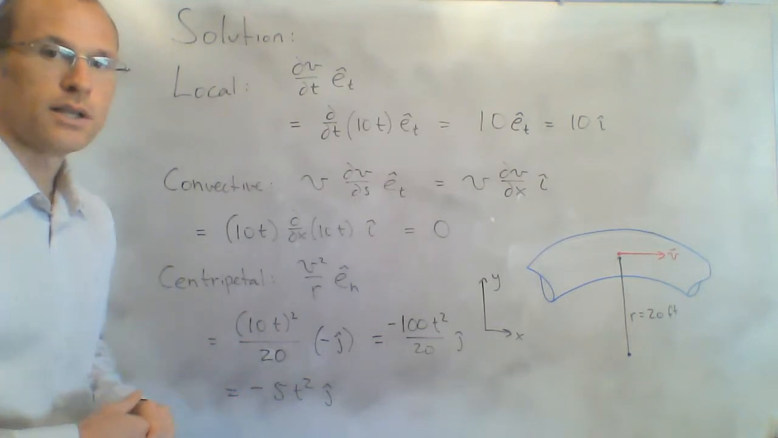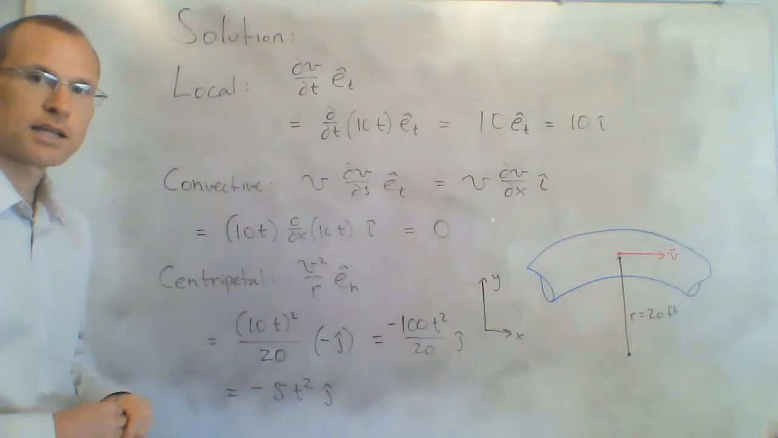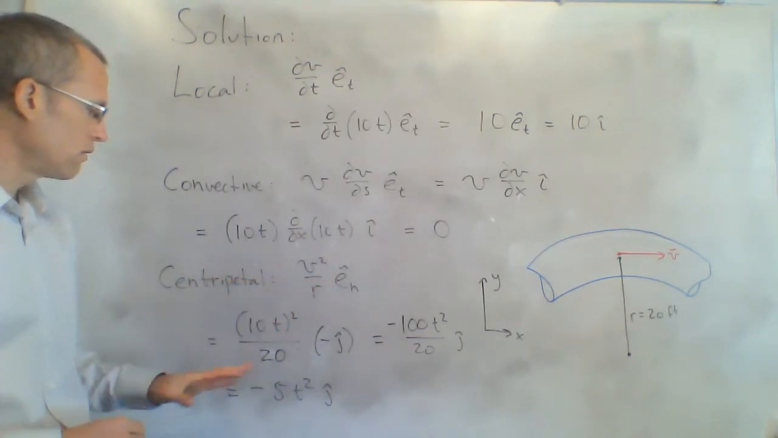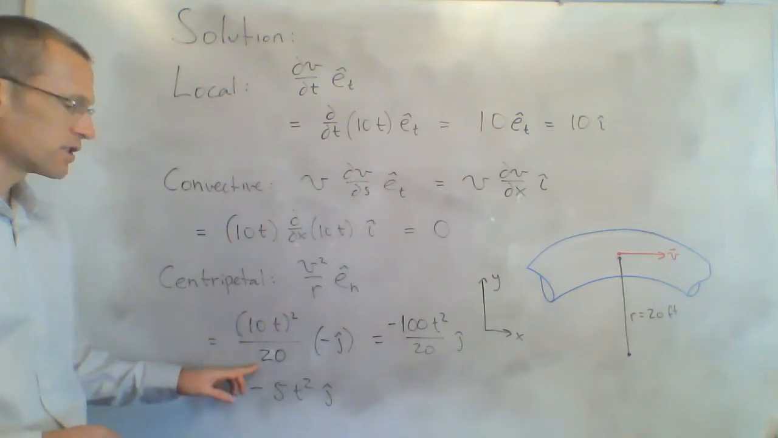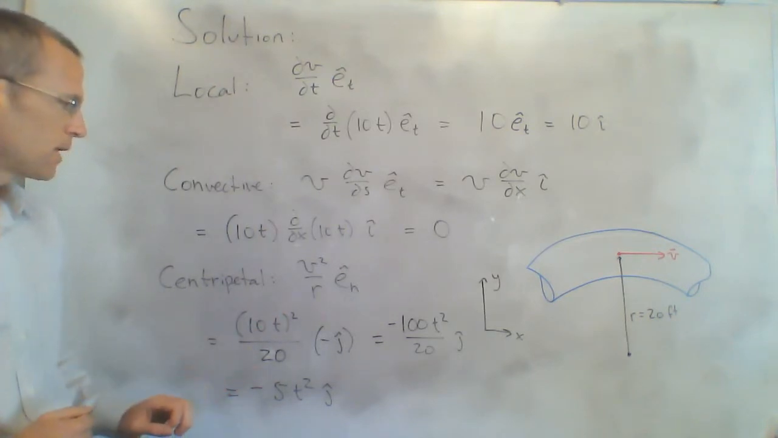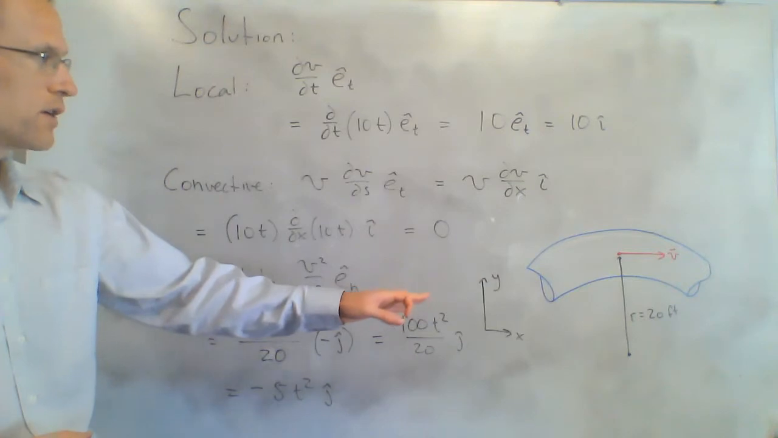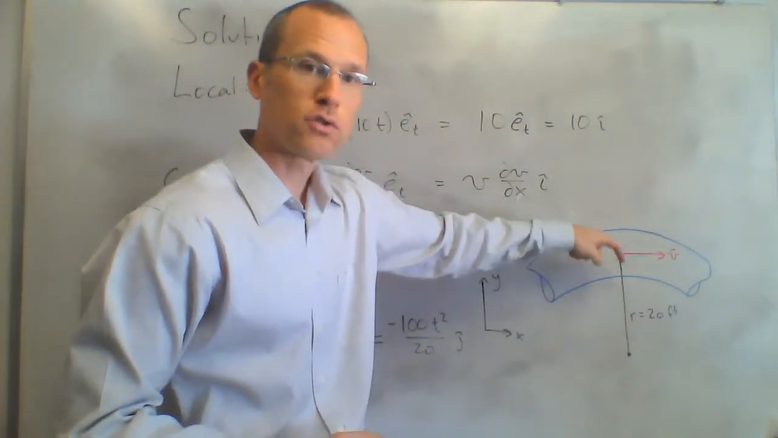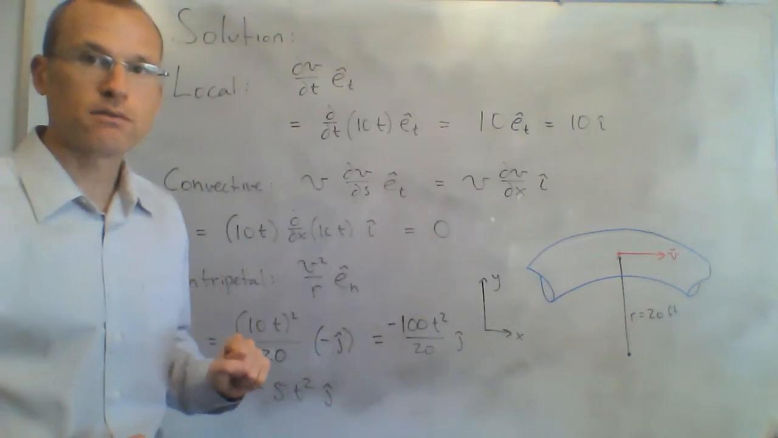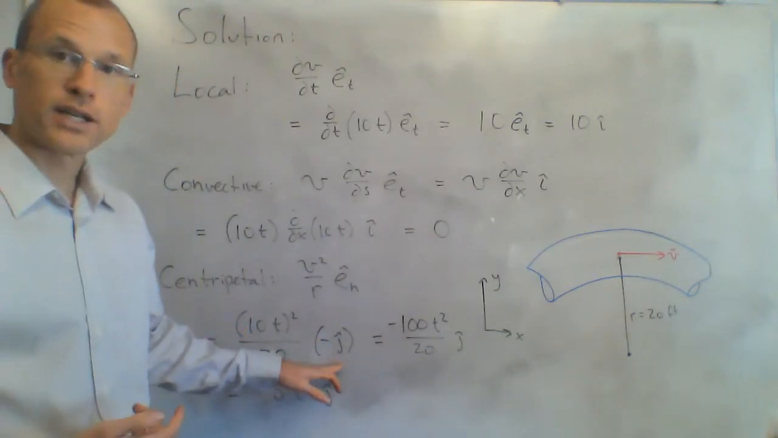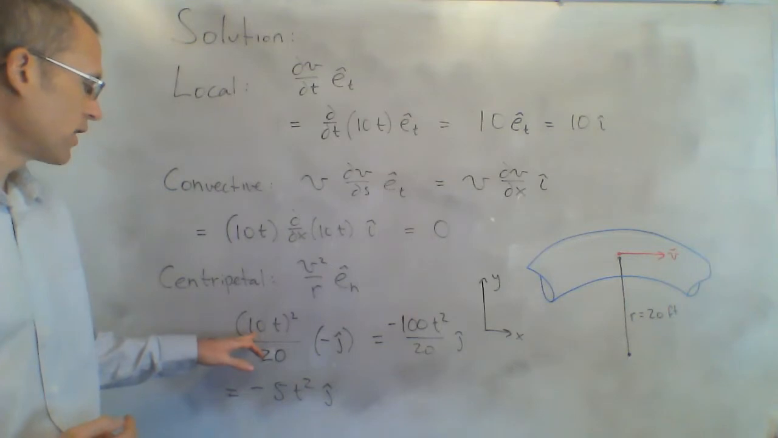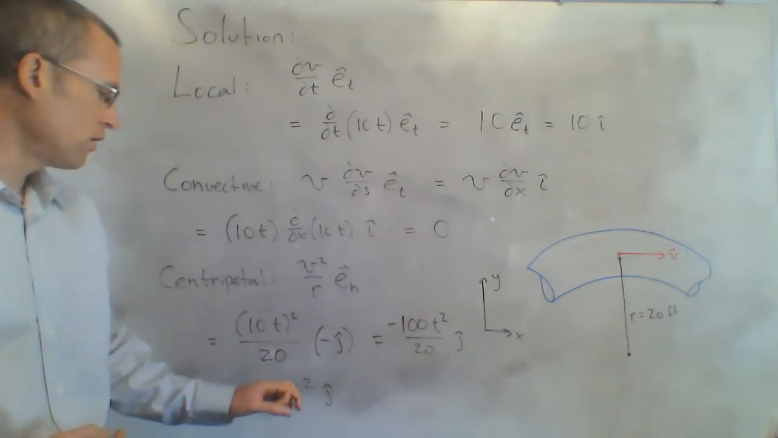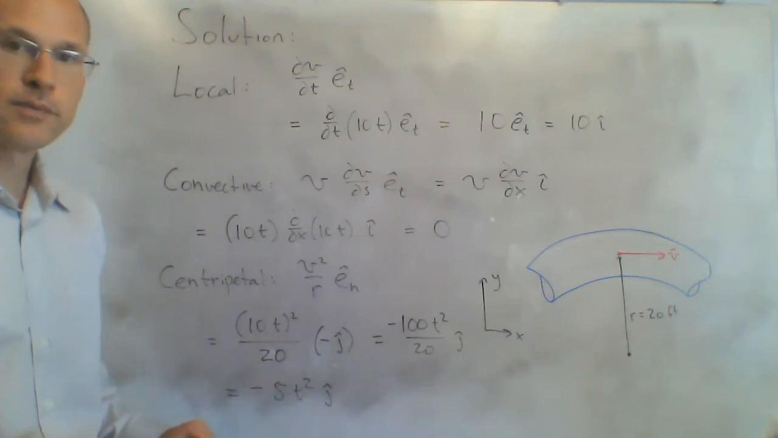acceleration in this case. And then finally my centripetal acceleration, v squared over r in the normal direction, 10 times t squared. Radius was 20 feet. And then again, my normal direction, you need to look at my figure. This is my tangential direction. Normal points towards the center of the circle. So center of the circle is straight down. Straight down is the negative y or negative j direction. So I have 100 t squared over 20 in the minus j direction, or minus 5 t squared in the j direction.